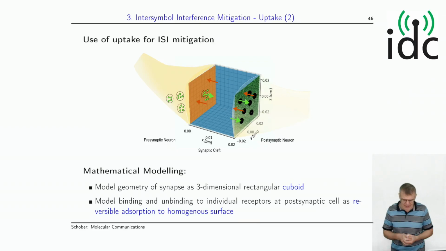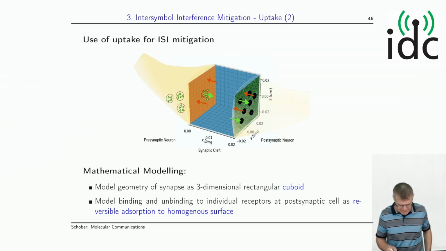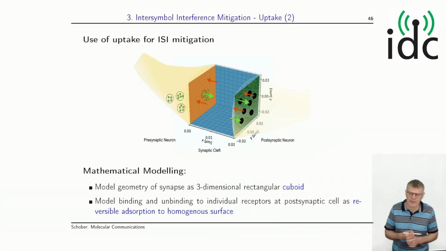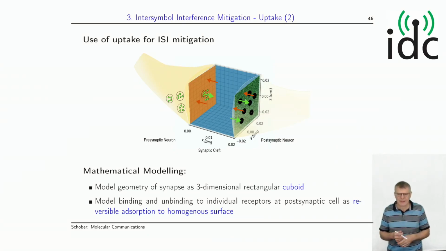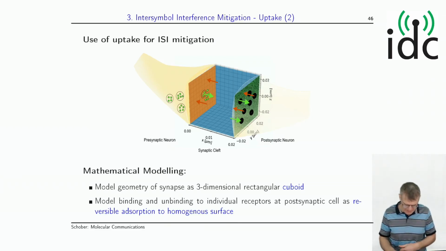Now, to model this mathematically, we model this synaptic cleft as a three-dimensional cuboid. This is an approximation, of course, right? The real shape is different and difficult to model, but this gives us a first-order insight into what happens. And we have to model the receptors here. We cannot model them individually. Instead, what we have to do is a boundary homogenization and model this as a reversible adsorption at a homogeneous surface. But then in our simulation, of course, we can model the actual receptors, and we compare the simulation with the analytical result, and we will see that this is actually very accurate.